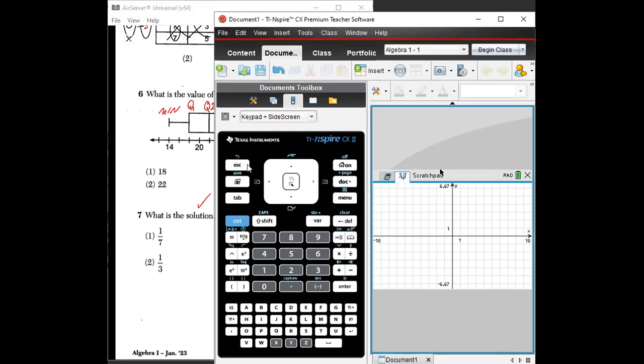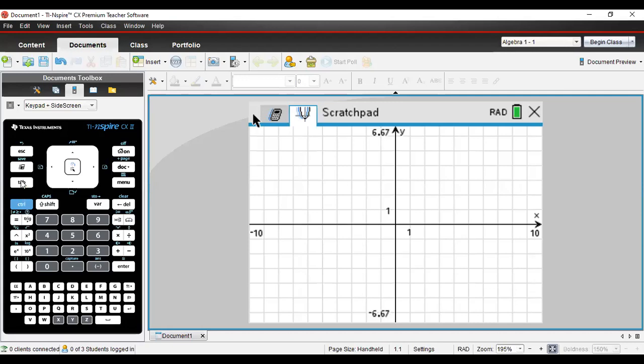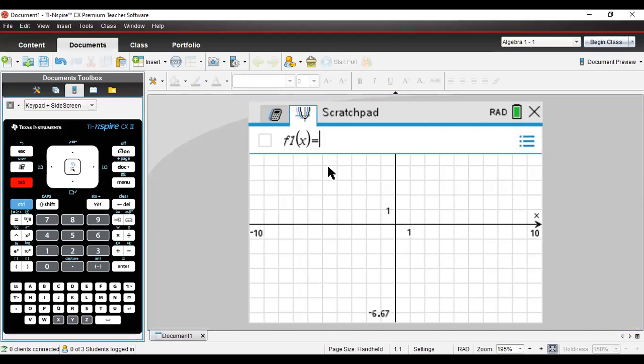We got to get the calculator. Let's make this bigger. So we're going to press tab, and now we're going to enter the left-hand side. Now, one more thing that you got to know. When you're graphing functions, you can only graph the letter x. I'm going to repeat that. When you're graphing functions, you can only graph the letter x.